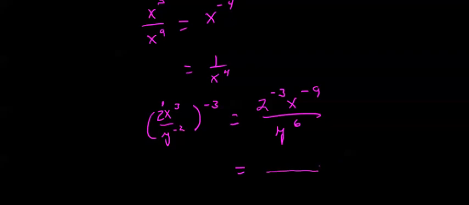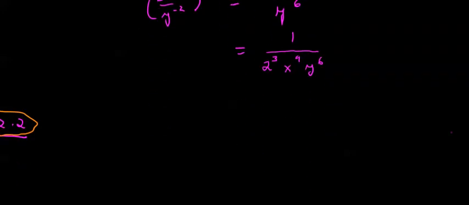Now, I bring this stuff down. 2 to the negative 3 becomes 2 to the positive 3. X to the 9th. Y to the 6th. Make my negative exponents positive by moving them. And lastly, 2 to the 3rd power is 8. So the answer is 8 x to the 9th, over y to the 6th.